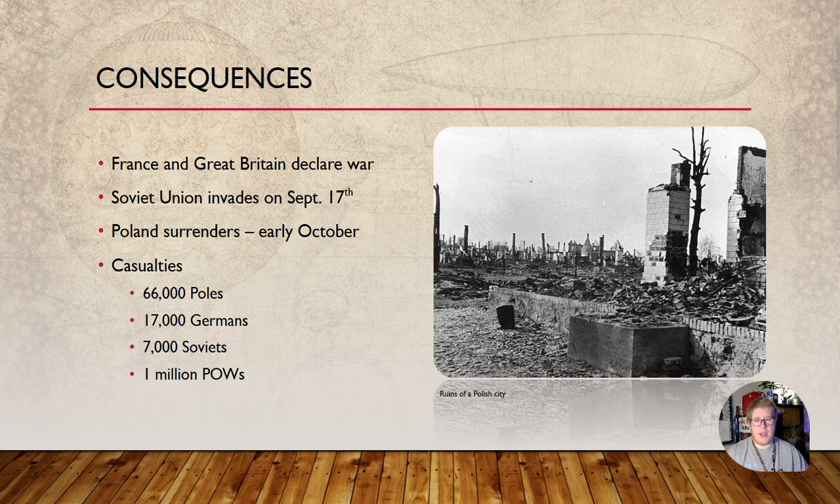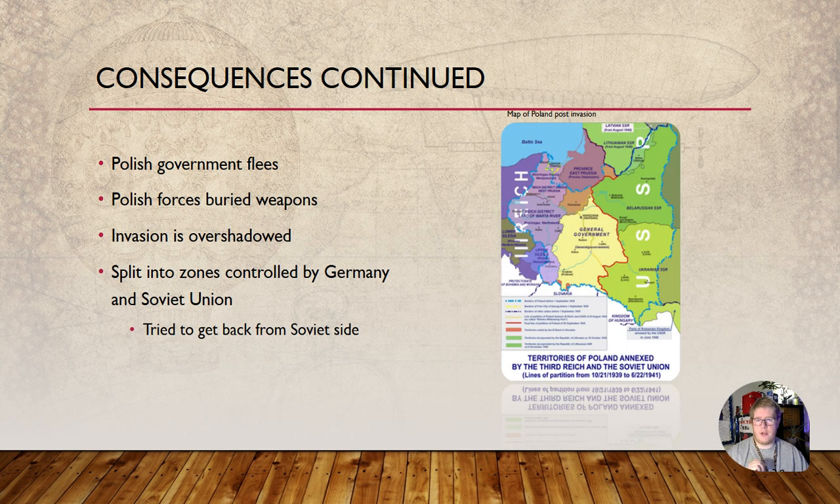As a result of this, the Polish government, I'm going to see if I have another slide. I do. The Polish government is actually going to flee and originally go to Paris to be a government in exile. But once the Nazis start pushing towards France, they're actually going to run to London.